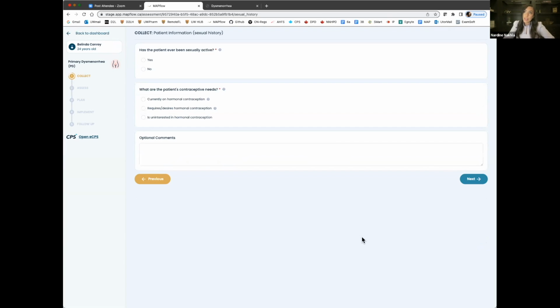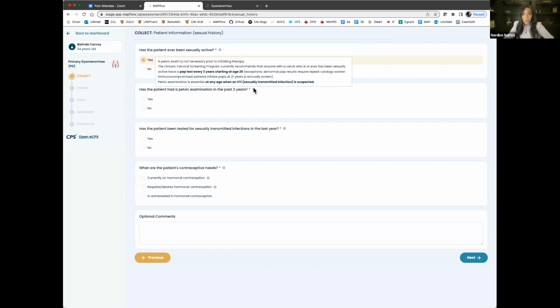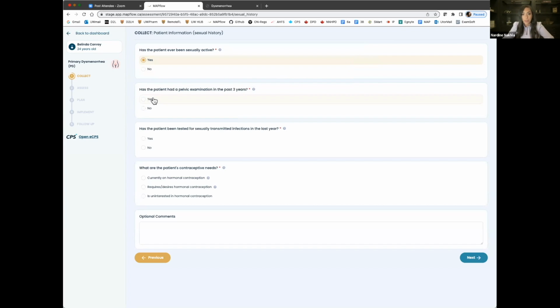So next, we ask about whether or not the patient is sexually active, yes or no. If we click no, nothing will happen. If you say yes, we get more questions that pop up. And so, has that person had a pelvic exam in the last 3 years, yes or no? Again, we have a lot of information here. So we've linked it to Ontario's cervical screening program and their guidance as to when you should have a pelvic exam. And so the info is there if the pharmacist needs it. If they already know it, they don't need to see it, and they can just proceed as they wish.